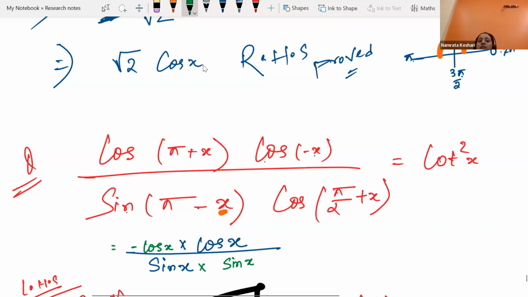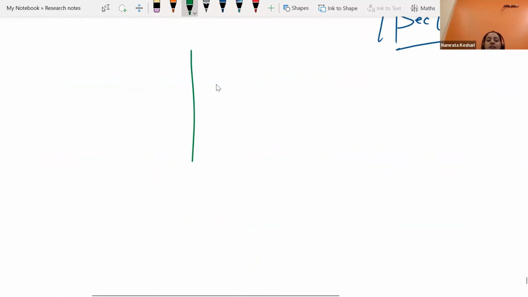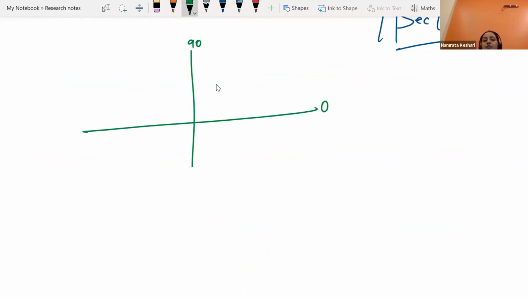Which quadrant is it? Third quadrant, ma'am. No, let me explain. See, 0 to 90 degrees is the first quadrant. 90 degrees to 180 degrees is the second quadrant. 180 to 270 degrees is the third quadrant. 270 degrees to 360 degrees is the fourth quadrant.